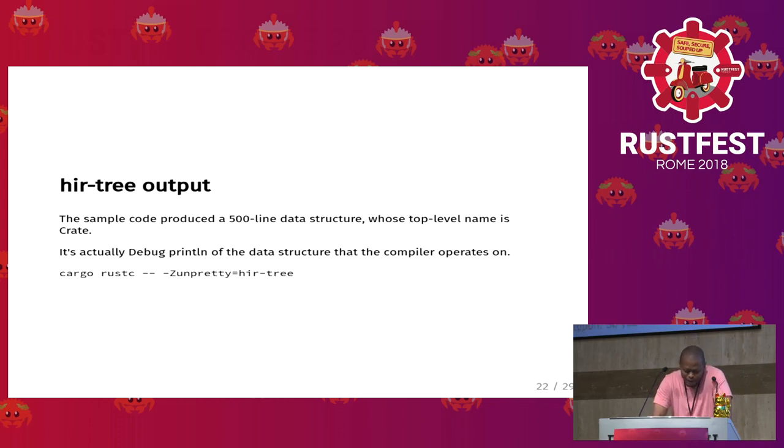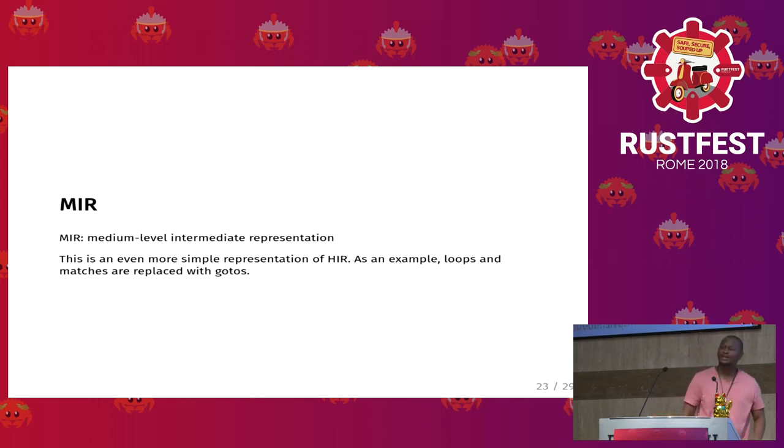So the next step is that the HIR is turned into what is called the MIR, which is medium because it sits between the HIR and LLVM IR. IR is also intermediate representation, which is how the LLVM represents the code. So it's sort of the lowest level. The concepts are simplified even further here, where, for example, your matches and your loops are removed, and then you have to use a go-to, which is actually closer to how assembly actually represents it.